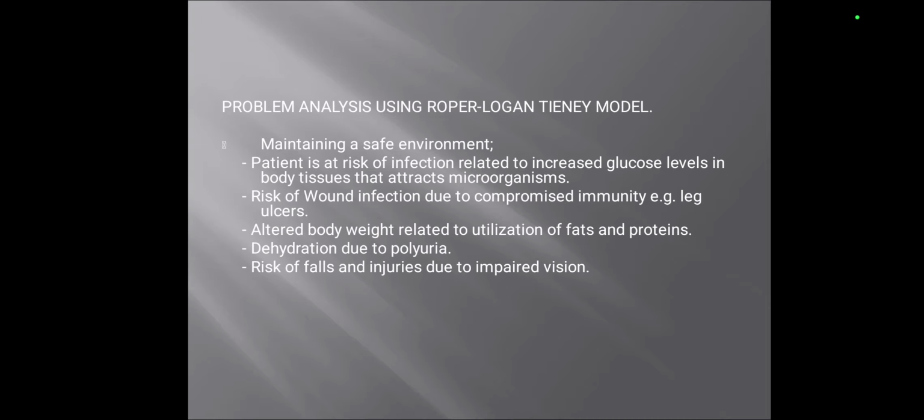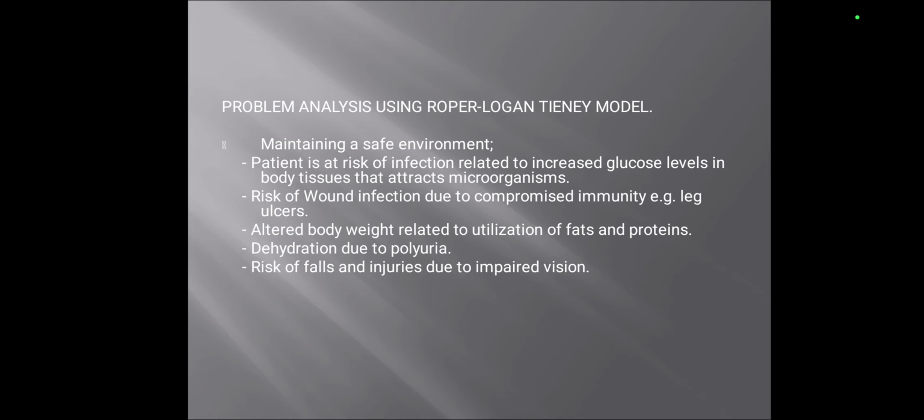So, problem analysis using the Roper-Logan-Tierney model. Maintaining a safe environment: the patient is at risk of infection related to increased glucose levels in the body tissue that attracts microorganisms. Remember, there are increased glucose levels in the body tissue that attract microorganisms. So, again, we find that there will be increased infection. So this patient should be on antibiotics.